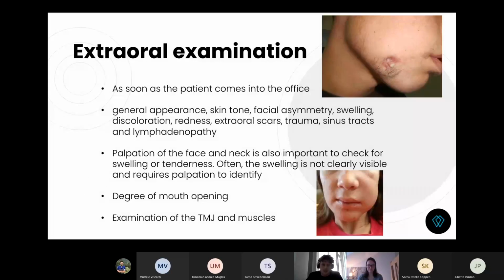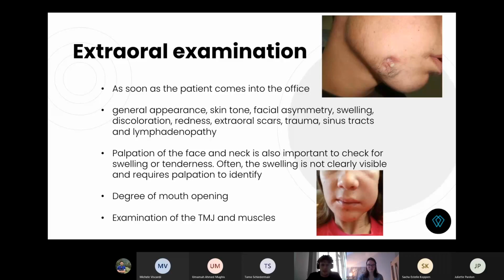Okay, so the first thing you do when you see the patient is not, of course, after a while you ask them to open the mouth and you talk to them, but as soon as they enter the office, you should have a good look at the patient. I know, especially as a student, you don't really see the patient as a patient, you just want to get right into the mouth and see the teeth, but have a good look at the patient itself.